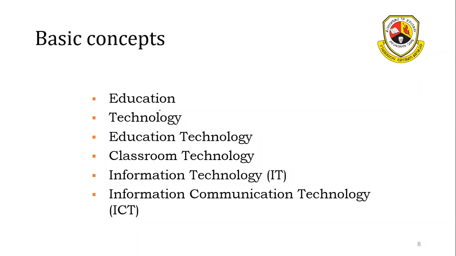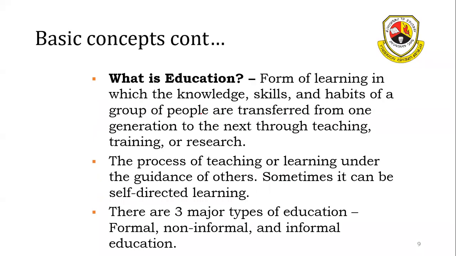So let us look at some basic concepts that we are going to encounter throughout the course, so that we understand them. Some you may already know, like education, but let's just look at them one by one. So let's start with what education is. It is essentially a form of learning. It is a form of developing knowledge, skills, and habits for a group of people, and the objective of that is to pass them on to the next generation.